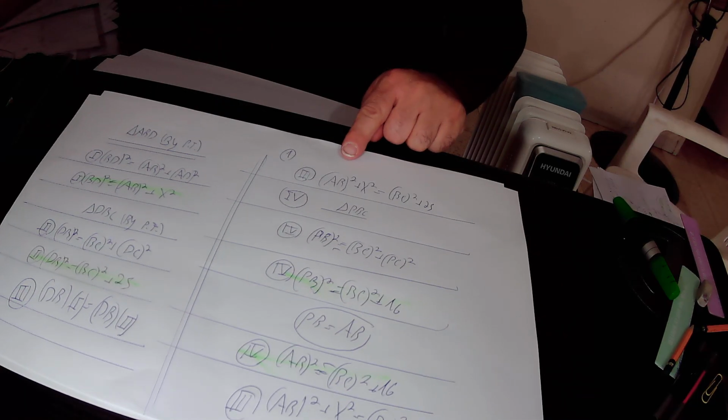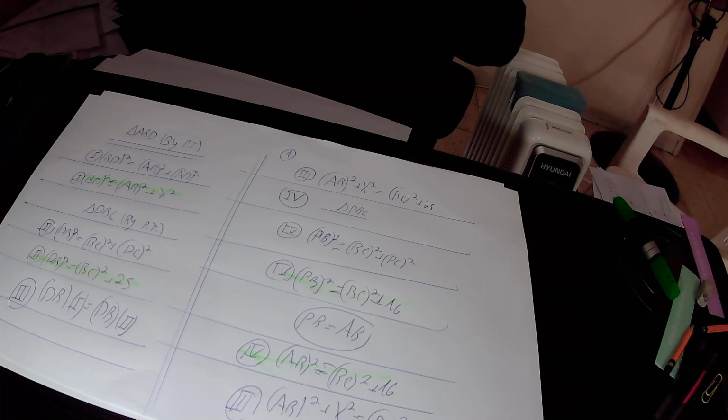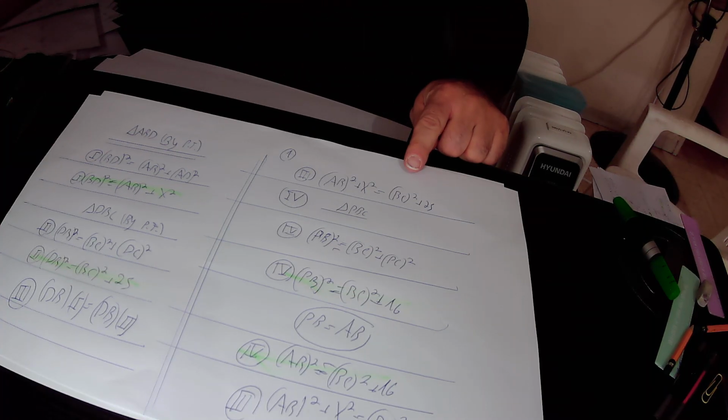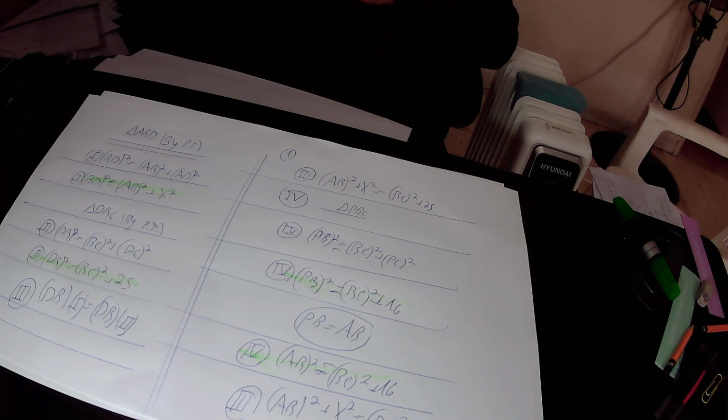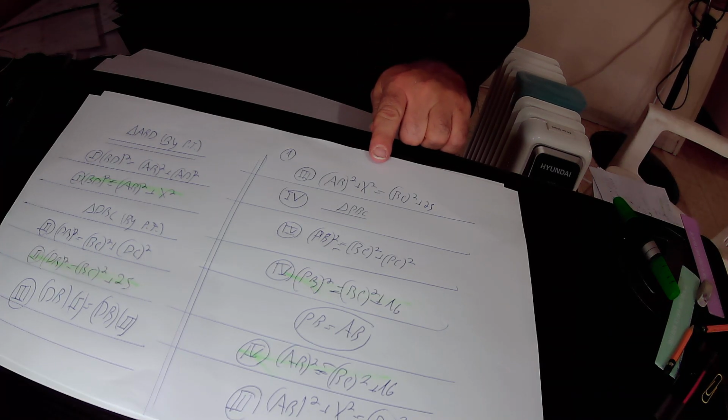DB squared according to equation 1 equals AB squared plus x squared, and it must be equal to DB squared according to equation 2. DB squared according to equation 2 equals BC squared plus 25. So in total, according to equation 3, AB squared plus x squared equals BC squared plus 25.